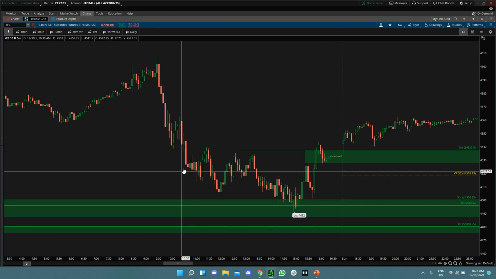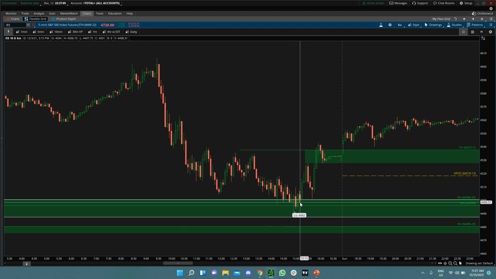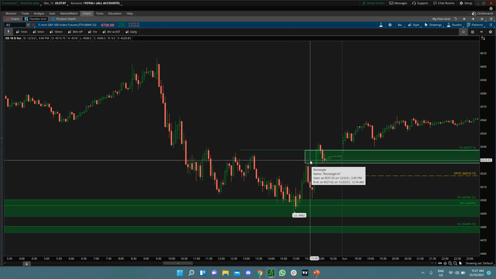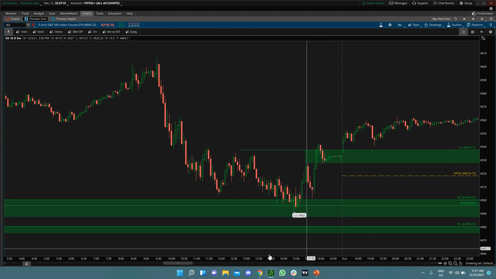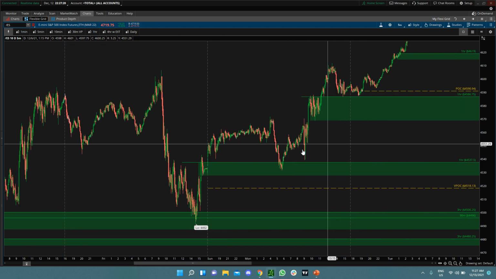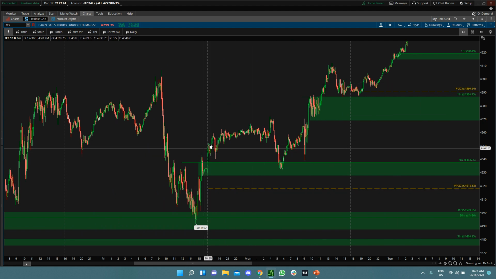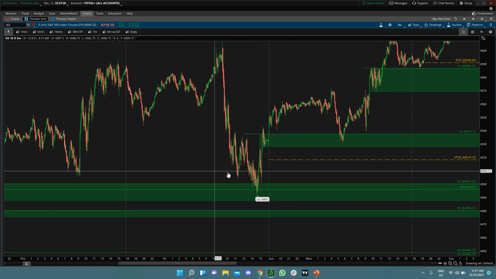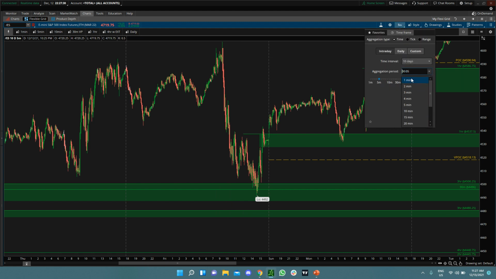Price actually came in, tapped the demand zone, and then printed a higher low over here before rallying up. Even then, it came down, printed a larger time frame higher low, and then continued to rally up. You can see price eventually rallied all the way up based off this demand zone. So if you want to, we can go into the 1 minute.